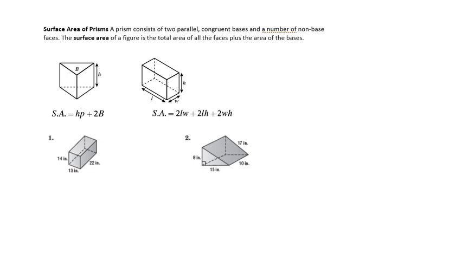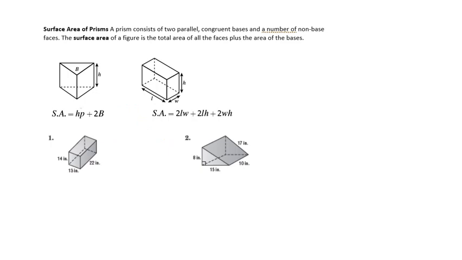Prisms consist of two parallel bases, so a triangle base or a rectangle base in this case, and the surface area is the area of all those faces and the area of the bases. These are kind of backwards from what you have, like if you look, that's here and this one's here. That's what I mean by backwards.